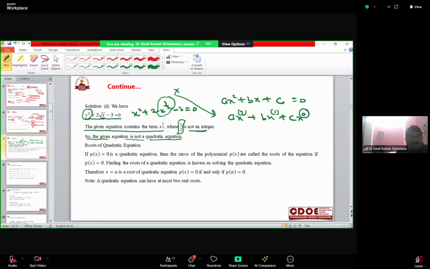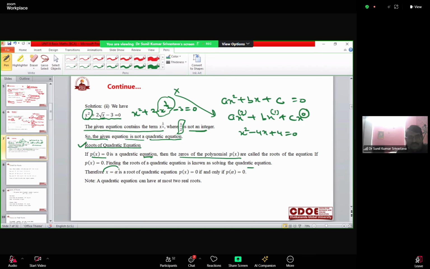So, roots of the quadratic equations. What is the meaning of the roots of the quadratic equations? Suppose you have an expression x square minus 4x plus 4 is equal to 0. When this expression is equal to 0, it is a quadratic equation, and the zeros of this polynomial are called the roots of the equation. That is the value of x for which the polynomial expression becomes 0. So if the polynomial expression is equal to 0, then the zeros of this polynomial are known as the roots of the equation. Finding the roots of a quadratic equation is known as solving the quadratic equation.